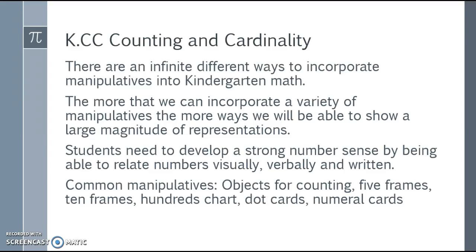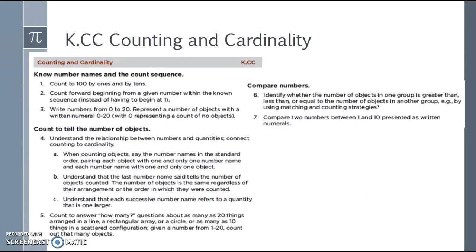Students need to develop a strong number sense by being able to relate numbers visually, verbally, and in written form. So some common manipulatives that are used in counting and cardinality are objects for counting. These could be little number bears, coins, little figurines, anything that they can count. We're going to use 5 frames and 10 frames, hundreds charts, dot cards, and numeral cards. So this is the domain here for counting and cardinality.